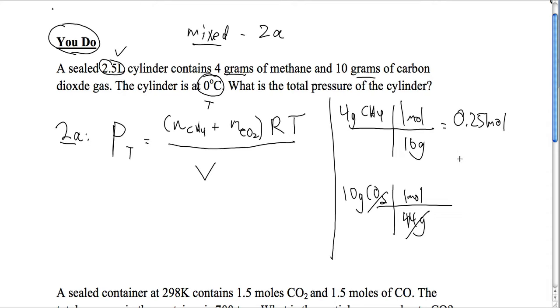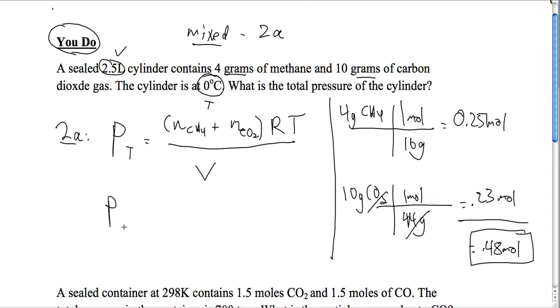moles here. And get out my iTouch calculator. 10 divided by 44 equals 0.23 moles here. Alright. So I'm going to plug this in. I'm going to add both of these up. So this should be 0.48 moles. There's your total moles.